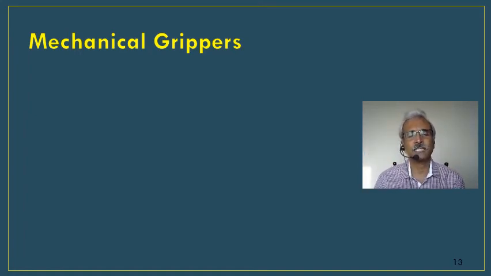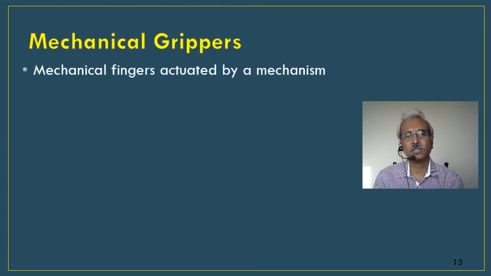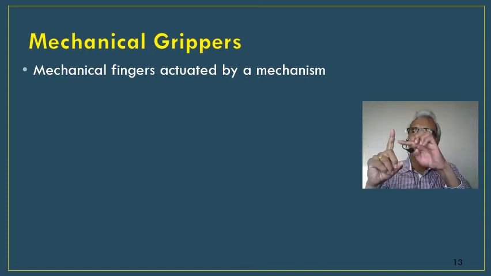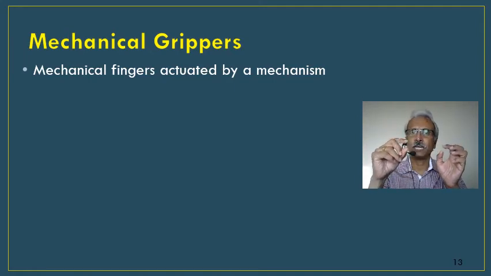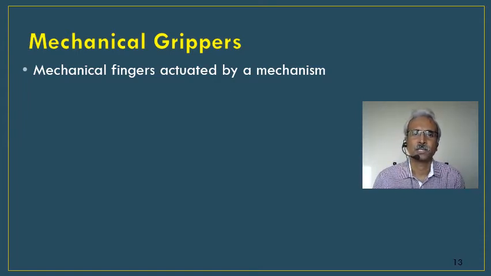So one such category is mechanical grippers. Mechanical grippers are fingers that are actuated by some mechanism. Of course, even if you take our finger, there is a joint here, and by this mechanism, by this movement, we try to grasp objects.